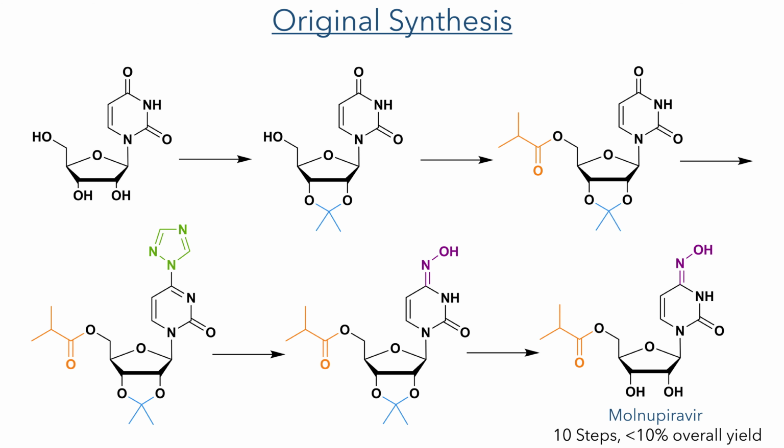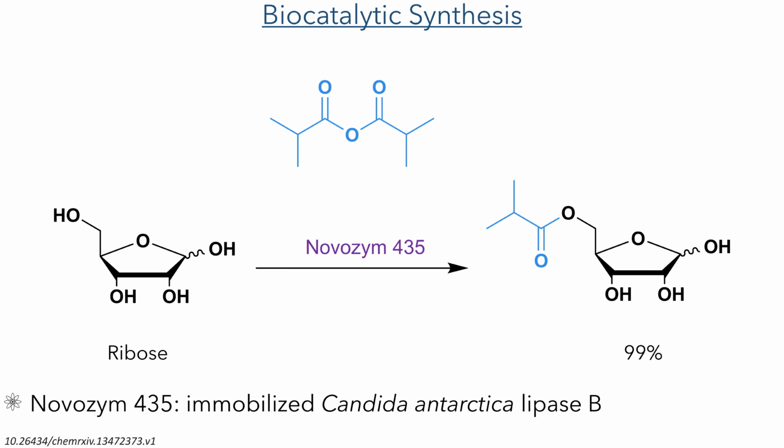The ester is then introduced at the 5' position, and a triazole is incorporated into the pyrimidine ring. This can react with hydroxylamine to form the oxime, and upon deprotection, forms molnupiravir in less than a 10% overall yield in 10 total steps. While the scheme is sufficient for the pilot scale and allowed the researchers to quickly develop and test this compound, it is not ideal for large-scale synthesis due to the length of the synthesis and the cost and toxicity of the reagents used.